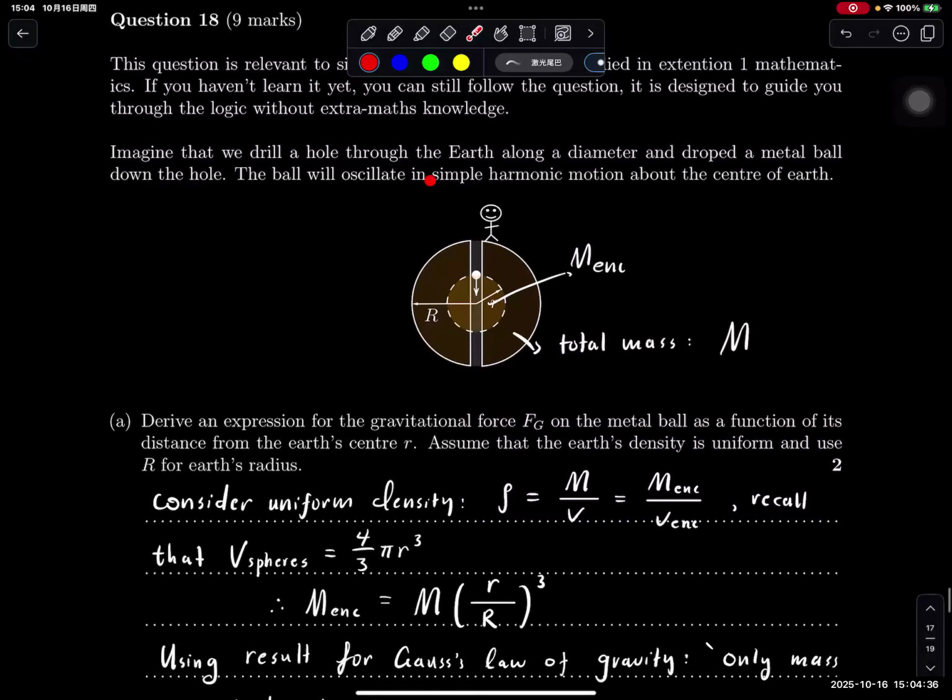So this is actually called simple harmonic motion. It's kind of similar to an object on a spring. It will travel the same way as that, but in this case it will be gravity supplying the force.